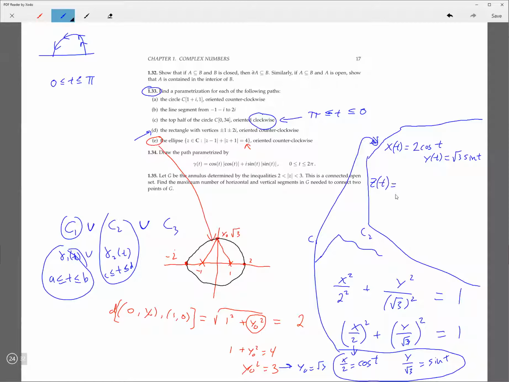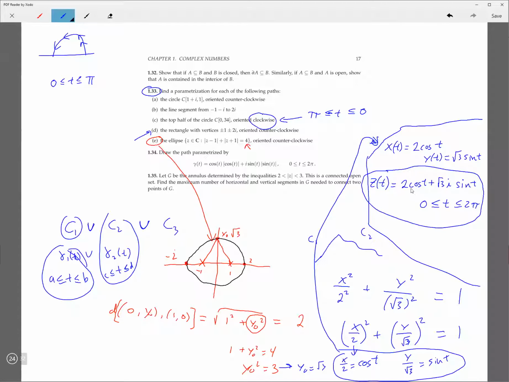And so the parameterization of the ellipse oriented counterclockwise is going to be 2 cosine t, because that's our x part, plus the y part, or this is the real part, and then the imaginary part is going to be root 3 i sine t, like that. And then you can let t go from 0 to 2 pi, and that will do it.